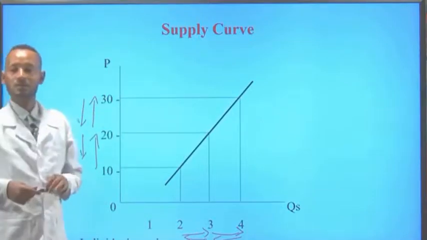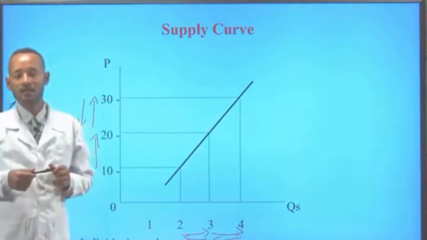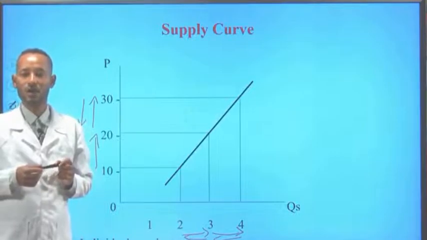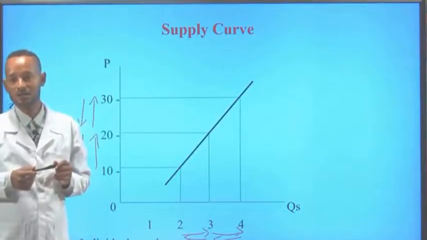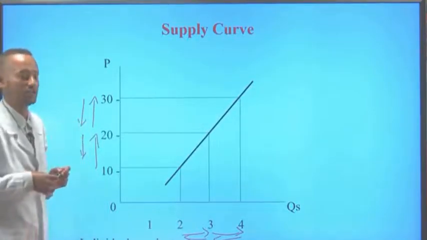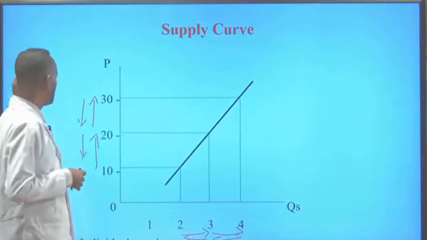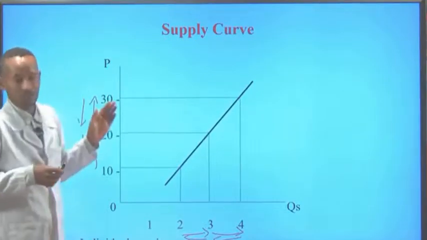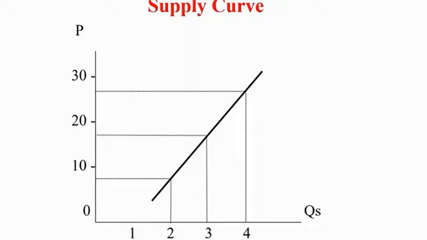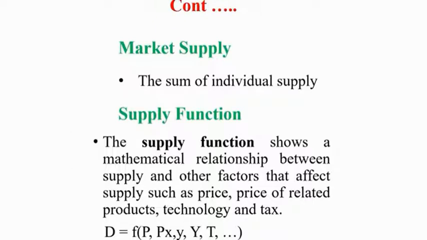So from this we can see there is a direct relationship between the price of a commodity and quantity supplied. As a result, the slope of the supply curve is positive. That means the slope of the supply curve is positive due to the direct relationship between the price of a commodity and quantity supplied. The market supply is the sum of individual supply.